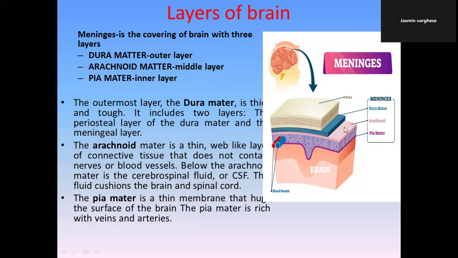The second one is the arachnoid mater. The arachnoid mater is thin and is a web-like structure consisting of connective tissue. Below the arachnoid mater, we have cerebrospinal fluid, the fluid which provides support and protection to our brain. Inside, we can see the pia mater. It is a thin membrane that hugs the surface of the brain, and the pia mater is rich with veins and arteries. So these are all the 3 layers of the meninges. The meninges is the covering of our brain.